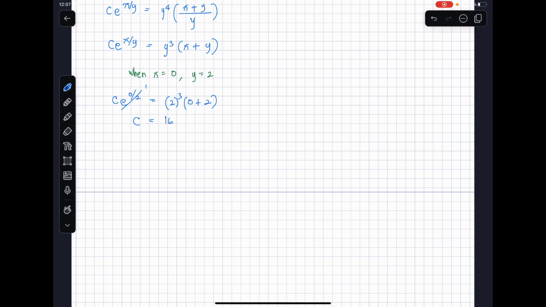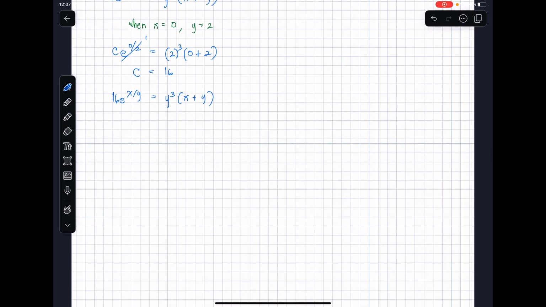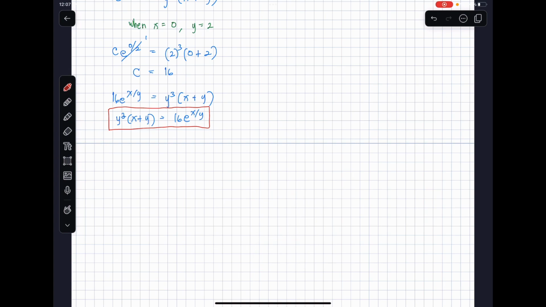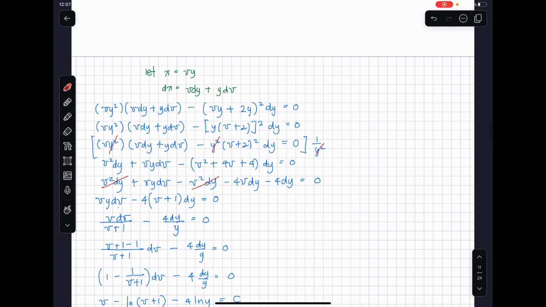So thus our final answer will be 16 e raised to x over y is equal to y cubed times (x plus y). We can interchange it as y cubed times (x plus y) is equal to 16 e raised to x all over y. So this would be the particular solution for the given problem. Okay, so that is about homogeneous equations.